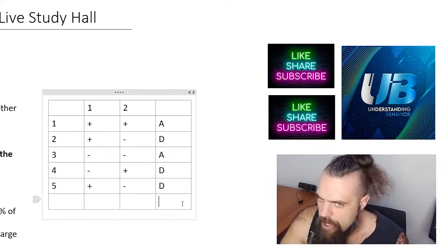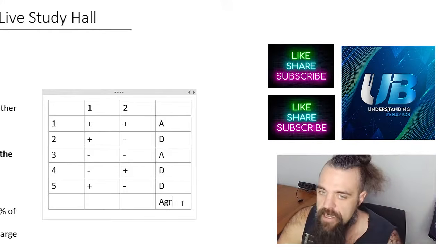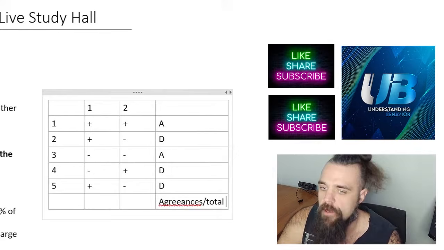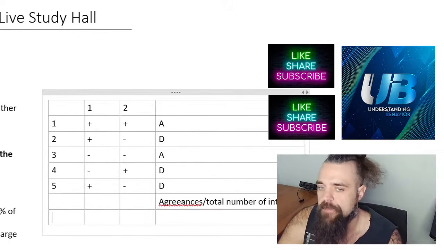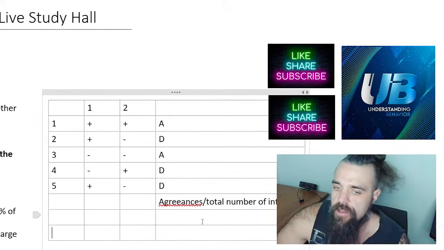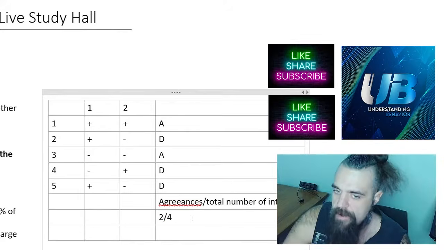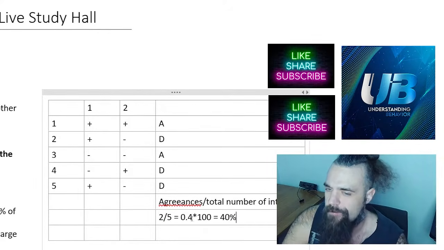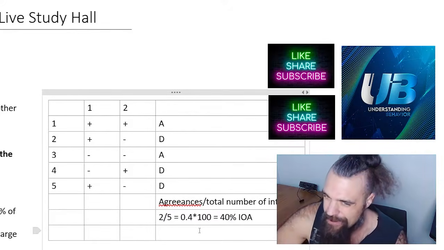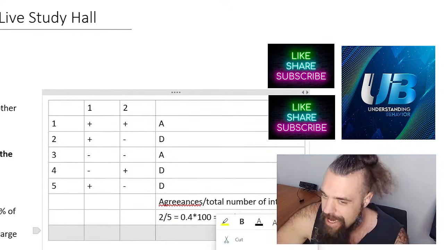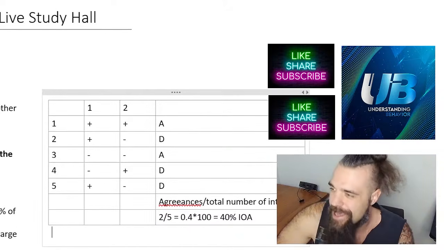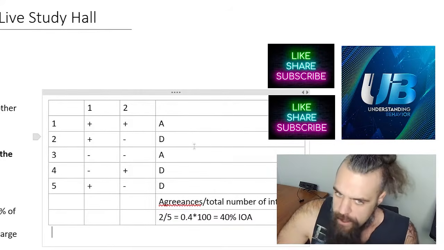So to get our IOA, we want to take agreements divided by the total number of intervals. In this case, we take 2 divided by 5, and that will give us 40%. So 40% IOA, not too great. We only agreed on 2 of the 5 intervals that we looked at. But again, this is just one session. You can recover from that. It's not the end of the world. So this is your interval by interval.